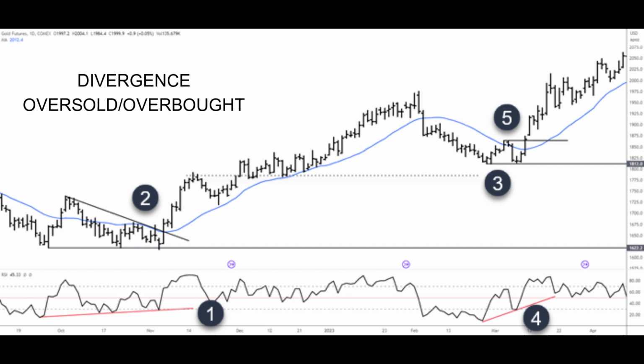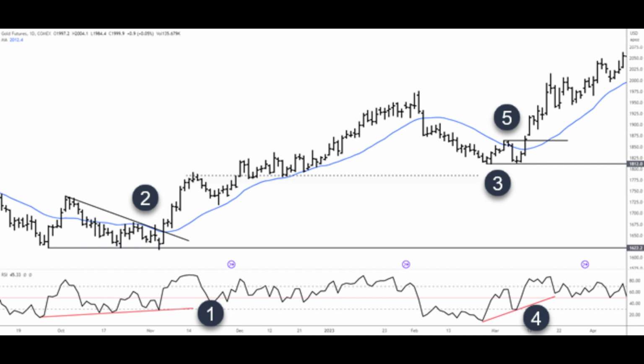Divergence is when there's a difference between what the RSI is showing and what the price chart shows. So if gold price is going up, but the RSI is trending downwards, that's divergence. Oversold, overbought is when an asset has been pushed too far down or up, especially on high volatility. These conditions suggest that either buying or selling pressure may soon reverse course, even momentarily.